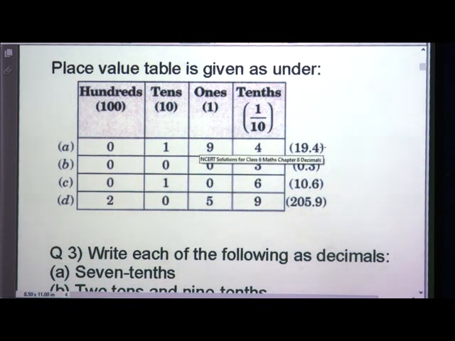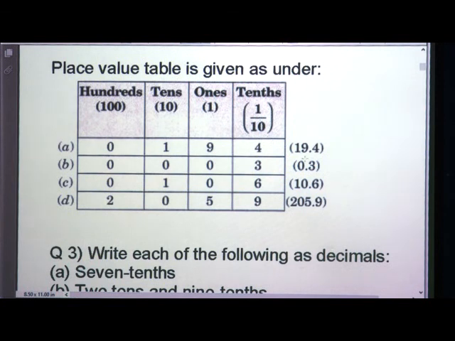19.4. So, 4, which part is it? Tenth part. So, it comes here. 9 is ones, so it comes here, and 1 is tens, so 19.4, okay.